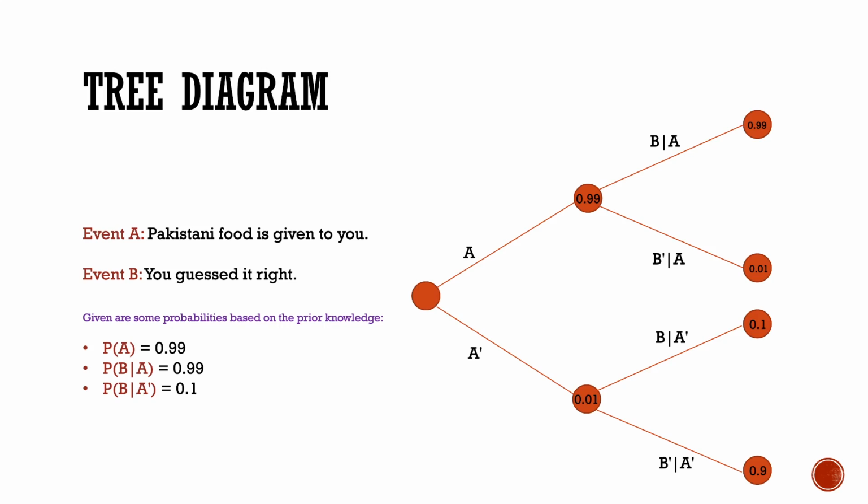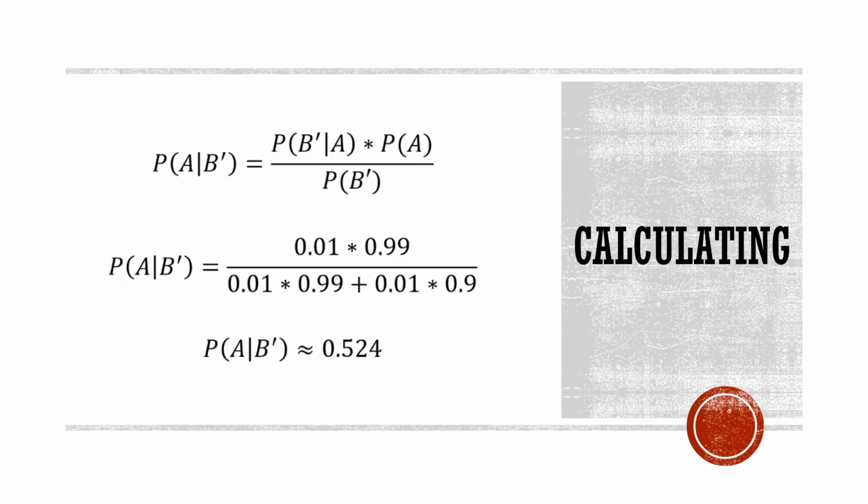Guessing a dish rightly, given that you were given a Pakistani dish, is 0.99, which is severely high. Furthermore, you are also given a probability of guessing a dish right when a foreign dish is given. Your wild guess got correct, and the probability of that is 0.1. Using all these probabilities, we model this tree diagram, and then we calculate what we are looking for: the probability of having a Pakistani dish, given that our guess was wrong. We substituted the notations with the values from the tree diagram, and get our probability as 0.524.